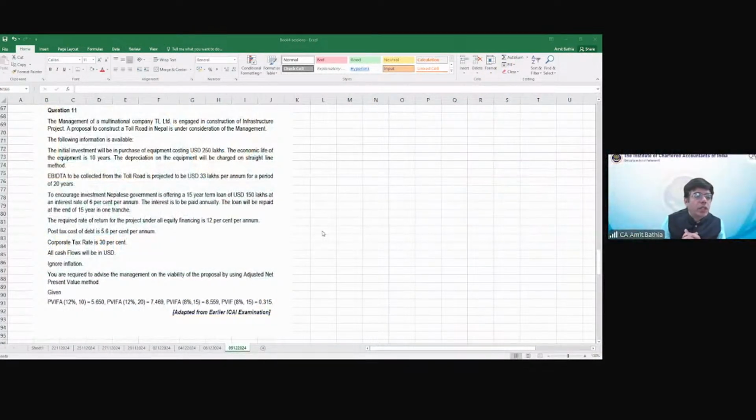All right, now we start with question number 11. The management of a multinational company, TL Limited, is engaged in construction of infrastructure project. A proposal to construct a toll road in Nepal is under consideration of the management. The following information is available. The initial investment will be in purchase of equipment costing USD 250 lakhs. The economic life of the equipment is 10 years.